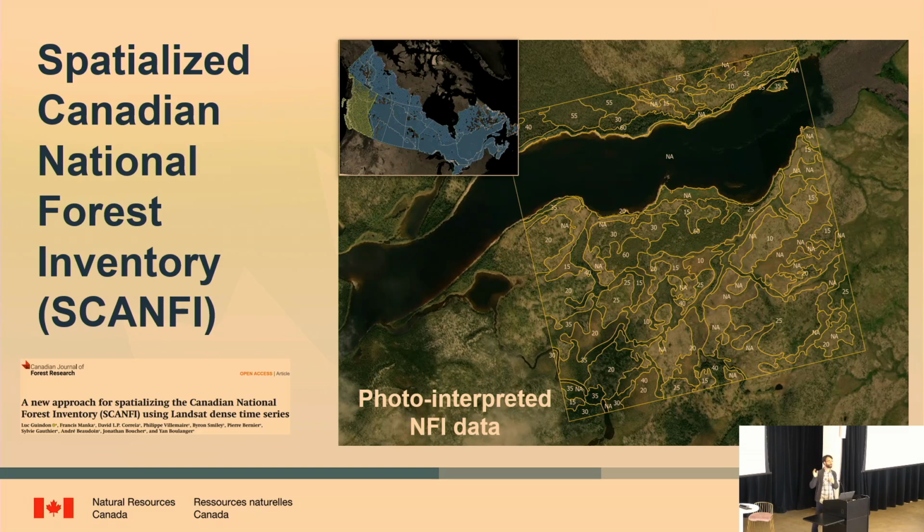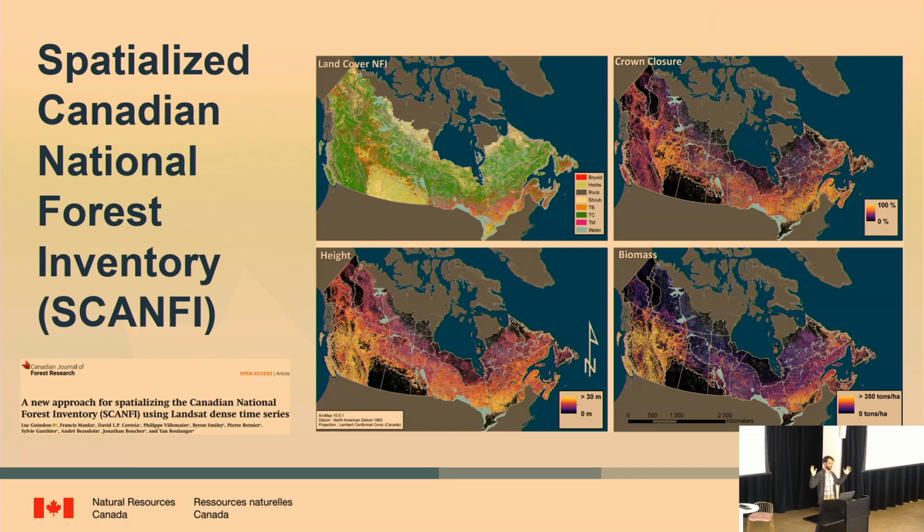With regards to forest characterization, one of the major products we produced, which came out a couple of years ago, was SCANFI, the Specialized Canadian National Forest Inventory. The National Forest Inventory is essentially thousands of photo-interpreted high-resolution images like this one, with a bunch of different forest attributes attributed to each polygon. They're also all across Canada in a regular grid, so it's a really good data set. We pick that and spatialize it all across Canada, again from 1985 onwards.